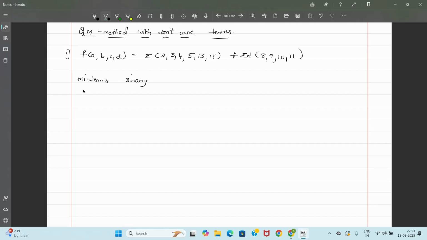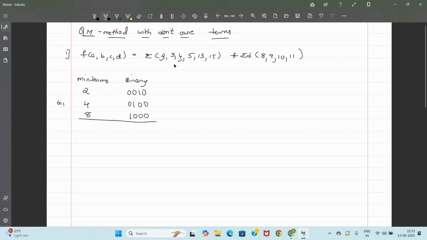So you have 2, which is 0010. So 2 is done. 3 cannot be taken. I can take 4, 0100. 5, 13, 15, no. 8 is there, which has a single 1. 9, 10, 11 cannot be taken. So group 1 is done with single ones.